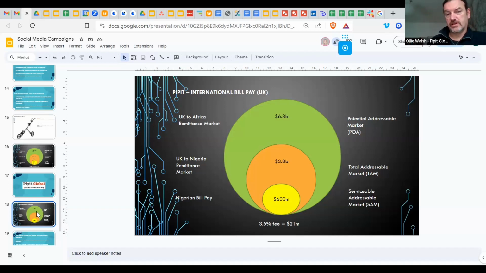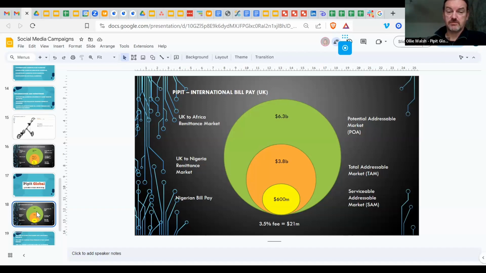So, building up our segmentation, positioning and targeting here, the UK to Africa remittance market is $6.3 billion. That's the amount of money sent from the UK to Africa every year. So that's our potential addressable market. We focused on Nigeria because it was the biggest recipient. Plus we had what's called a bill stack. So we had a lot of bills, utility bills and phone bills, that we could pay in Nigeria.